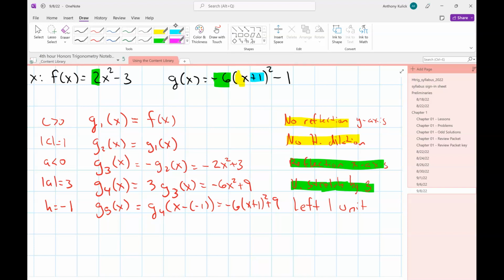The last step is to account for the k. So in my final, I need to be at -1. Where am I at right now? +9, right? Everybody see that? So what does the k need to be? -10.